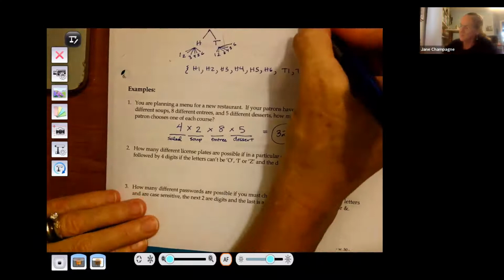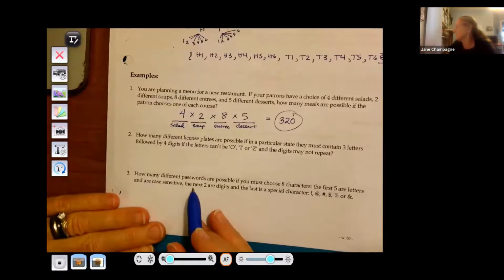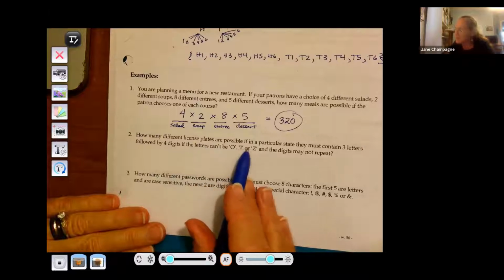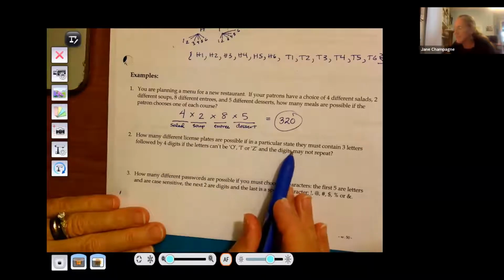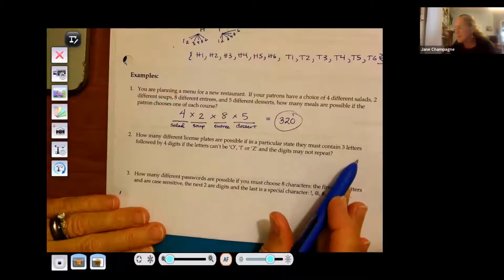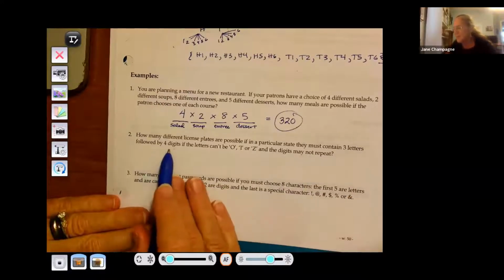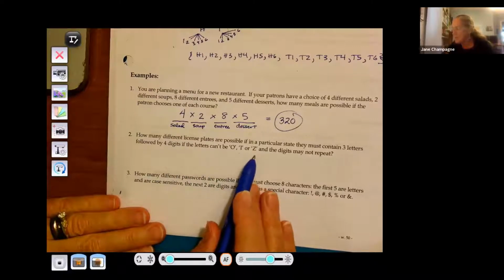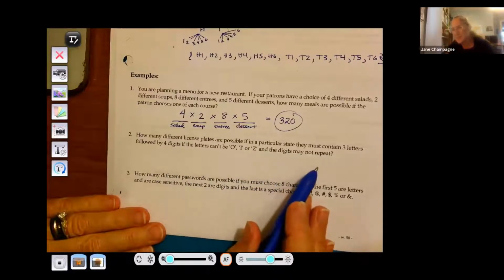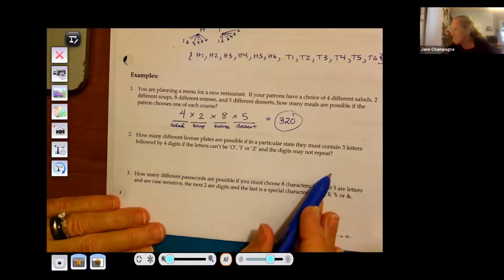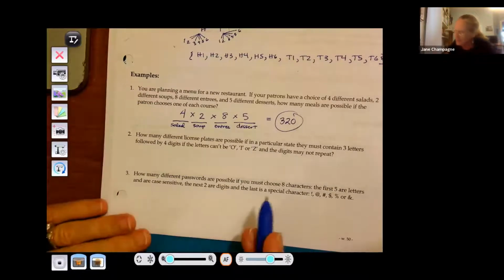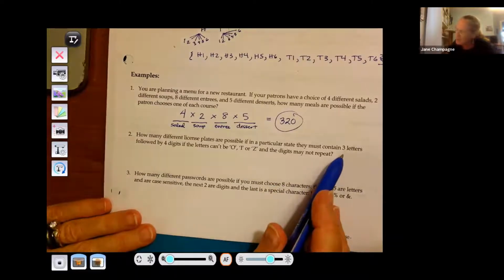All right. Number 2. How many different license plates are possible if in a particular state they must contain 3 letters followed by 4 digits, if the letters can't be O, I, or Z, and the digits may not repeat? All right, so here definitely we've got a lot going on. You're gonna have to take them one at a time, figure out what's going on. So just drawing the blanks is helpful here.